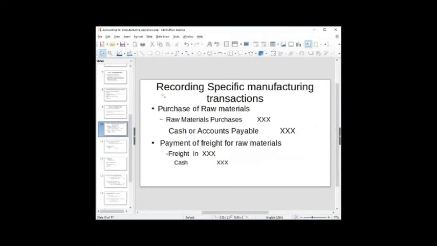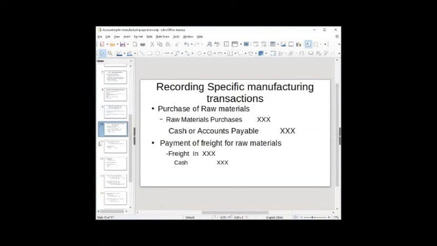Recording specific manufacturing transactions, like what? Like the purchase of raw materials. In the purchase of raw materials, you debit the raw materials purchases, and you credit cash if it is paid in cash, or accounts payable if it is purchased on account. And if it is a payment of freight for raw materials, you debit freight in and you credit cash because it is paid in cash. And what about if it is on account? Of course, you have to credit accounts payable.